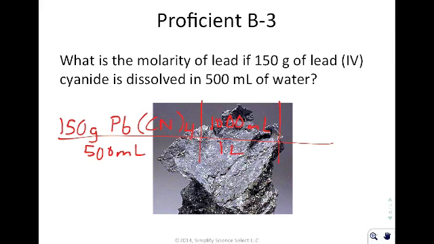The next thing you would say is you'd have to find the molar mass of lead cyanide, and that's about 311.27 is 1 mole. So now once you multiply this across, you'll have your molarity, and we'll let you do that one on your own.